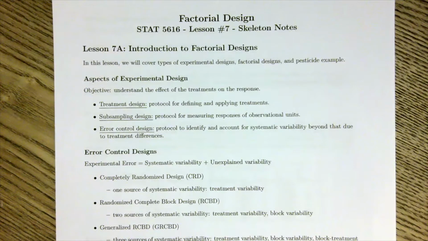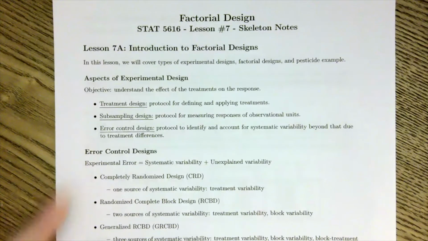And then we have error control designs, which is the protocol to identify and account for systematic variability beyond that due to treatment differences. So what we typically do is we come up with a treatment design or a subsampling design, which is kind of our foundation of our design. And then we incorporate the error control designs. So for instance, if we are looking at our error control designs, we have our experimental error, which is decomposed into our systematic variability and our unexplained variability.